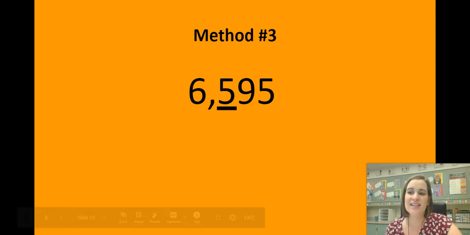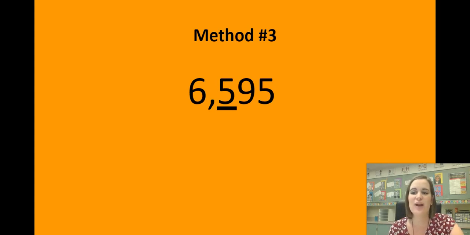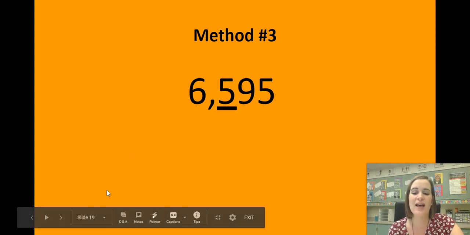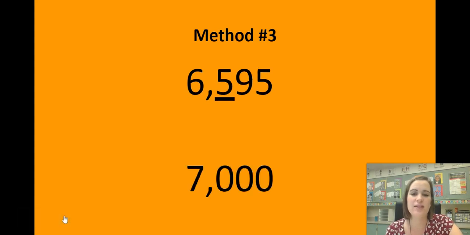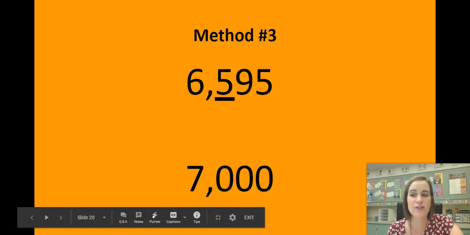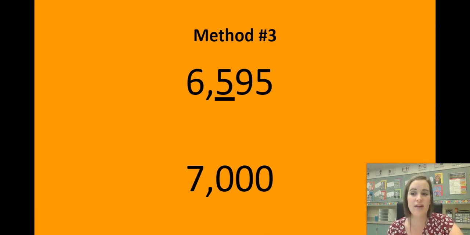Then if the digit is less than 5, you're going to round down. And if the digit is 5 or greater, you're going to round up. So since the digit is 5, you're going to round up to 7,000 because you're rounding to the thousands place. Now, if for some reason the digit you are rounding is halfway, then you always round up, okay?